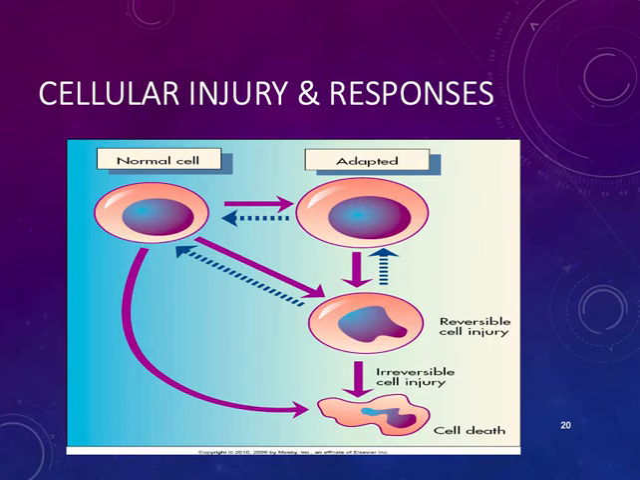So in terms of cellular injury and responses, obviously you have the normal cell, and every cell is exposed to stress at some point. There's an injury that may occur, and a lot of times it adapts, goes through the cycle, and turns back to a healthy cell again. However, there are times where you have irreversible cell injury, and that's where you have cellular death. So we'll talk a little bit about this in terms of cellular injury and different mechanisms as well.